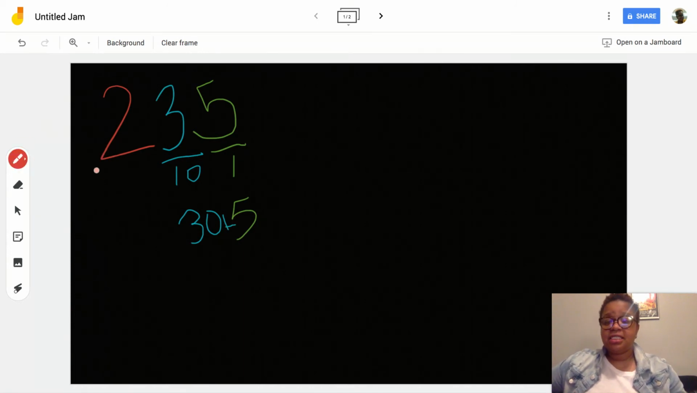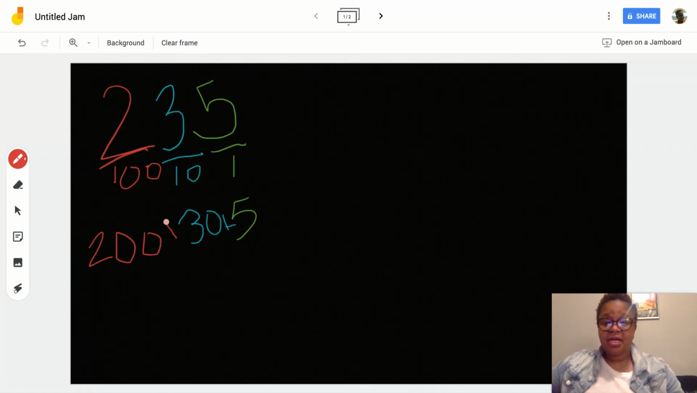Our last number is 2. The 2 sits in the hundreds place. I wouldn't say I have 2 hundreds. No, I would say I have 200. So this number, place value wise, 235, is 200 plus 30 plus 5.